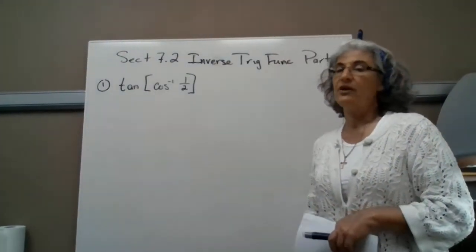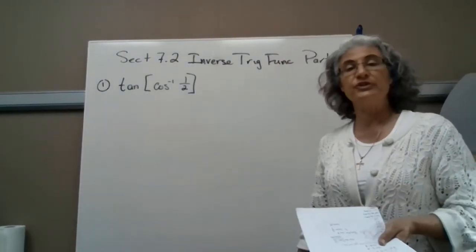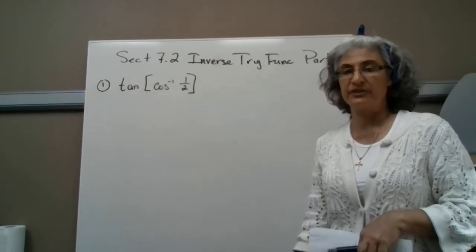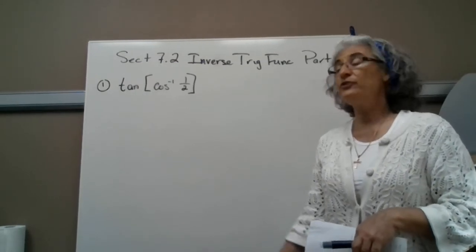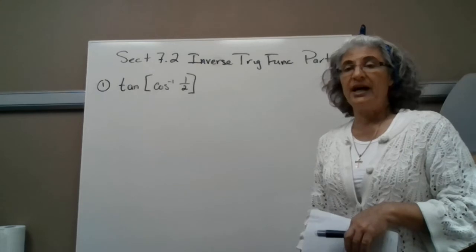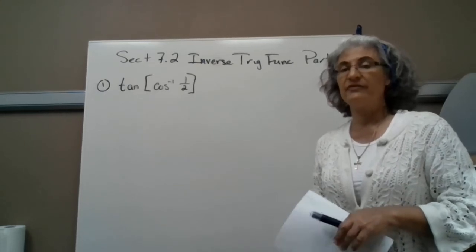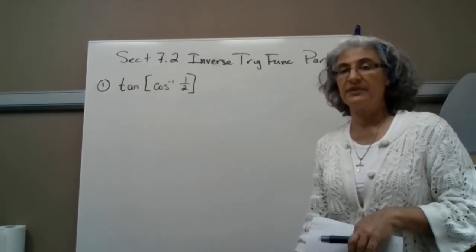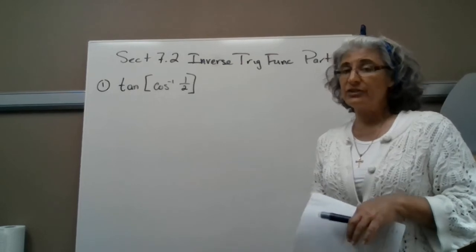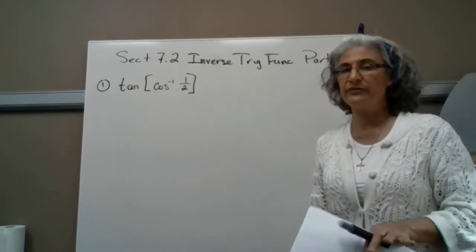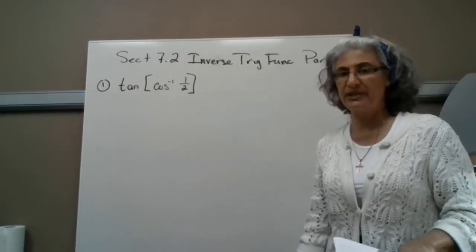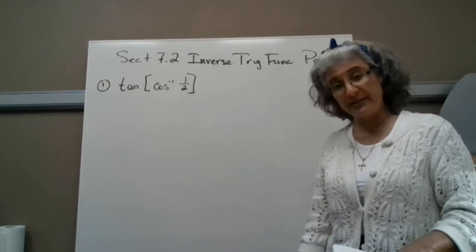Okay, welcome back. We're in section 7.2, which is actually part 2 of inverse trig functions. Now, if you notice the problem I have on the board, I am taking the tangent of cosine inverse of a half. Here's the deal. Tangent and cosine inverse clearly are not inverses of each other. They are not going to cancel each other out, correct?